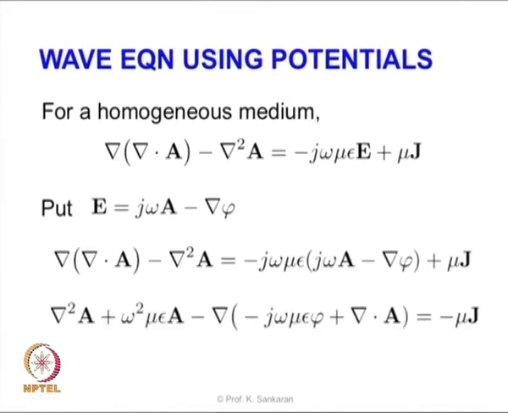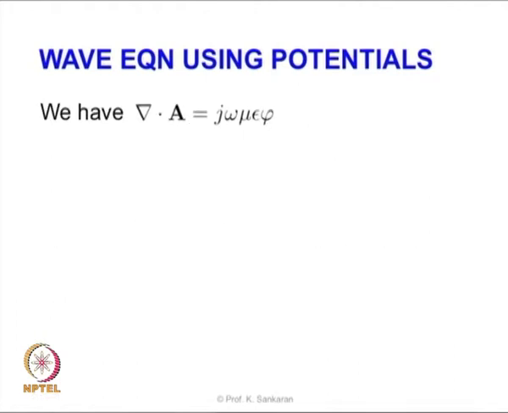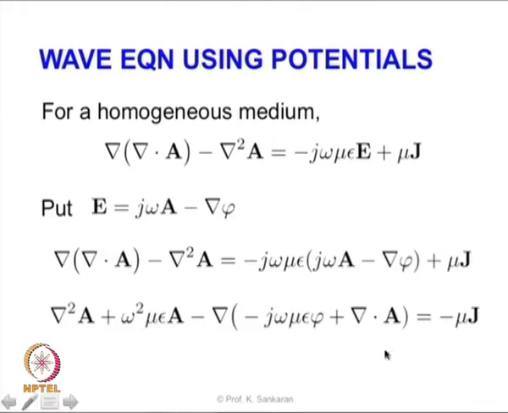So rearranging the terms, what I have got is an expression for the Laplacian of A plus omega square mu epsilon A minus, I am taking the gradient term outside like I did before, that is equal to minus mu j. So we have the Lorentz gauge here. Essentially, I am going to substitute the value for this Lorentz gauge, and when I substitute, this particular term will disappear because we will get minus j omega mu epsilon phi plus j omega mu epsilon phi. So this term will disappear.